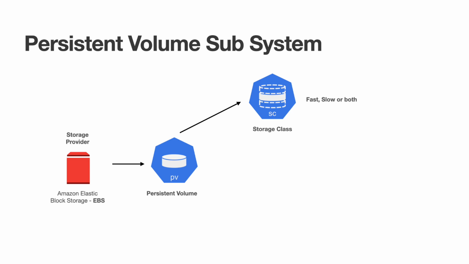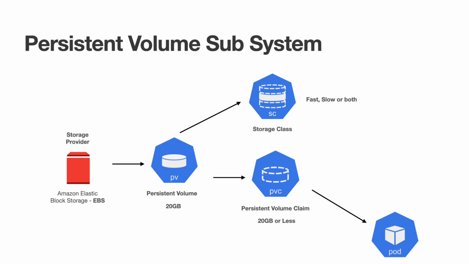Then we have the persistent volume claim. This is how an end user gets access to a persistent volume. Now, if the persistent volume, for example, has 20 gigs of storage, the persistent volume claim can ask for 20 gigs or less. And this is how pods, so the pod is the actual user, request some storage.